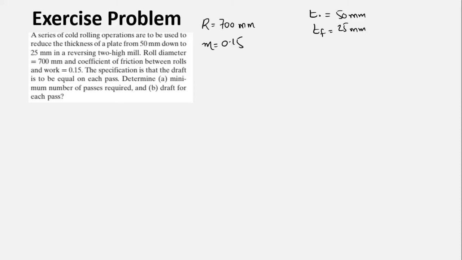So we have to reduce this thickness into this one, and we have the roll diameter in the mill that is constant, we have the friction that is constant. There's a condition that the draft should be equal in each pass, and the second one is the value of the draft for each pass. So first of all, based on this roll diameter and the radius, you will simply calculate the maximum draft possible.